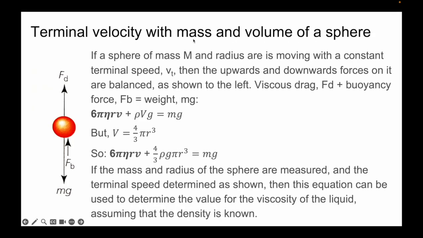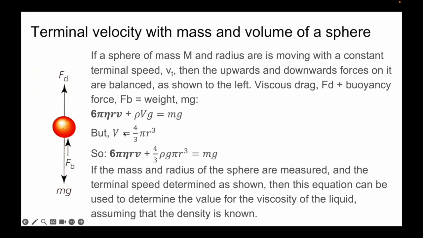For terminal velocity with mass and the volume of the sphere, if a sphere has a mass m and a radius, and is moving with constant terminal speed, then the upwards and downwards forces on it are balanced. So the viscous drag force plus the buoyancy force is going to equal our weight. We end up with Stokes' law plus rho Vg equals mg. This is very much like what we just did.